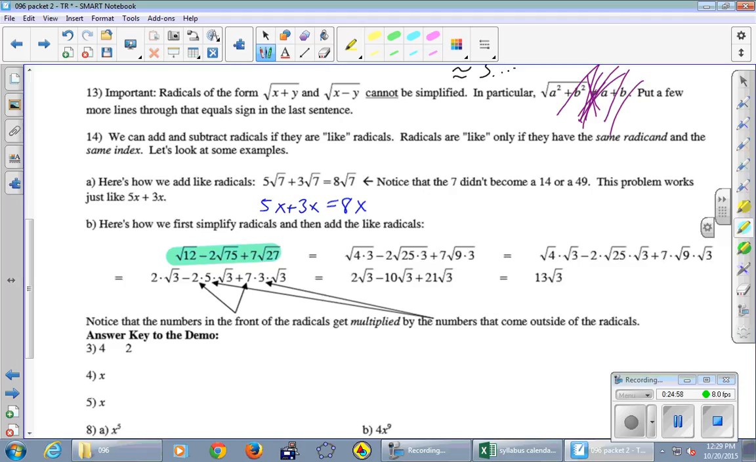No. They all have the same index, right, because they're all square roots, but the thing inside, which is our fancy word radicand, are different. You can't add them, not in their current form. But if we do a little bit of work, we actually can. Would you guys agree that square root of 12 is the same as square root of 4 times 3, and that the square root of 4 times 3 is the same as square root of 4 times square root of 3? Multiplication inside works perfectly nicely.